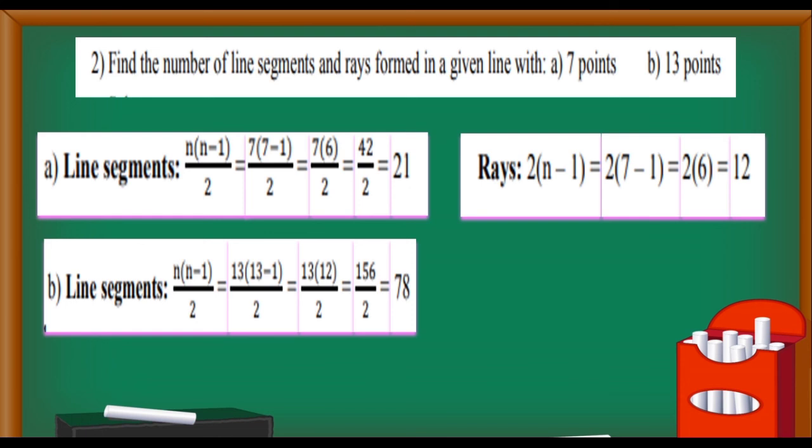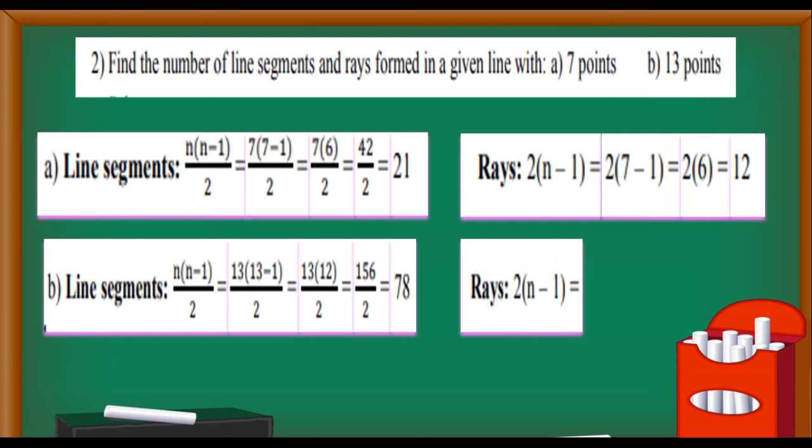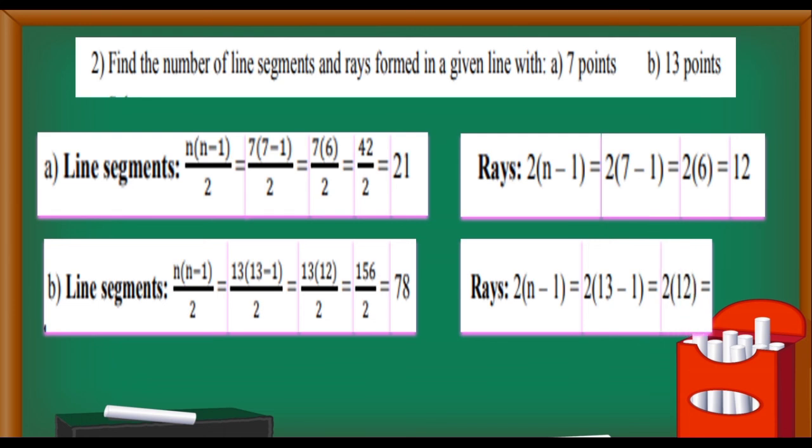So, paano naman kapag rays? So, given again yung ating formula that 2 times the quantity n minus 1. Papalitan natin yung n ng 13. So, 13 minus 1 is 12. And 12 times 2 is 24. So, therefore, 24 na rays ang mapo-form natin sa 13 na points. So, yan po ang ating line segment at rays.